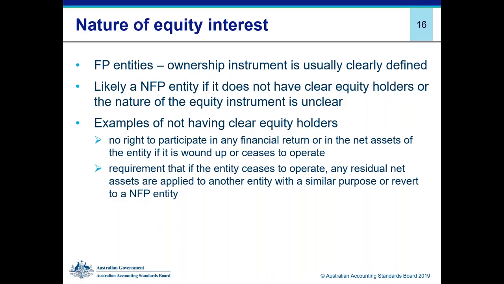Now, some examples of not having clear equity holders which the ED provides are as follows. No right to participate in any financial return or in the net assets of the entity if it is wound up or ceases to operate. There may also be a requirement that if the entity ceases to operate, any residual net assets are applied to another entity with a similar purpose or revert to a not-for-profit entity.